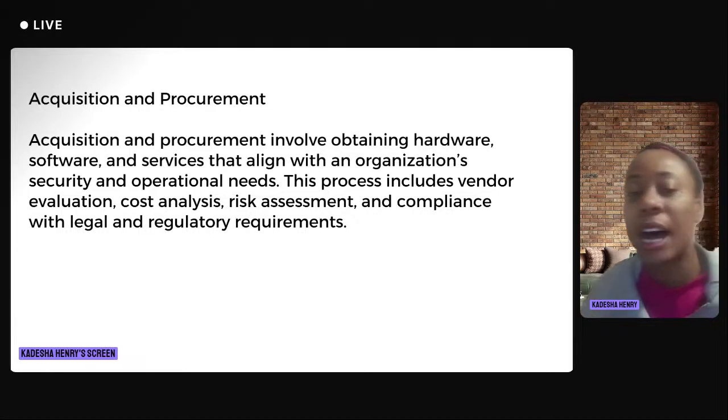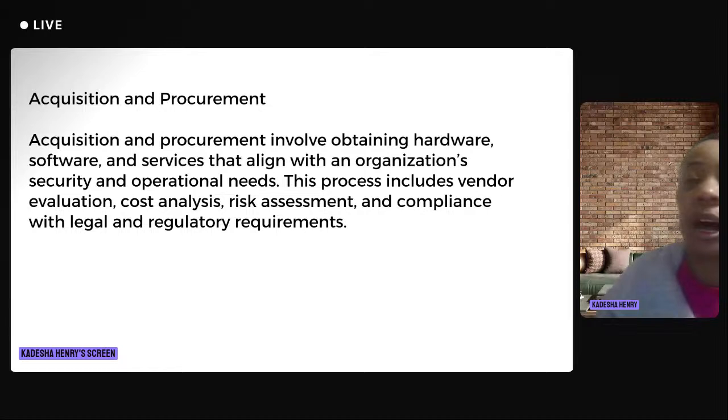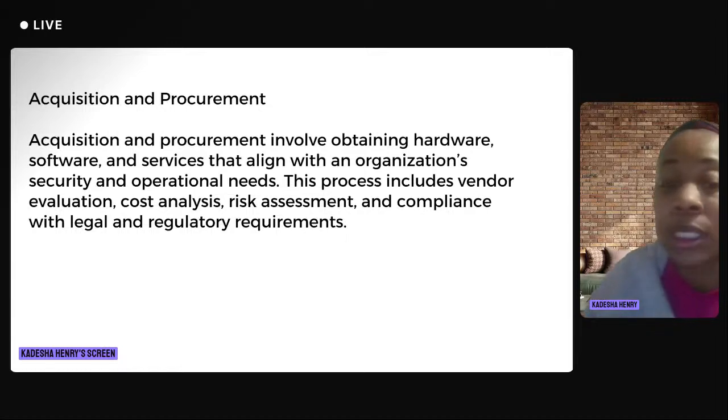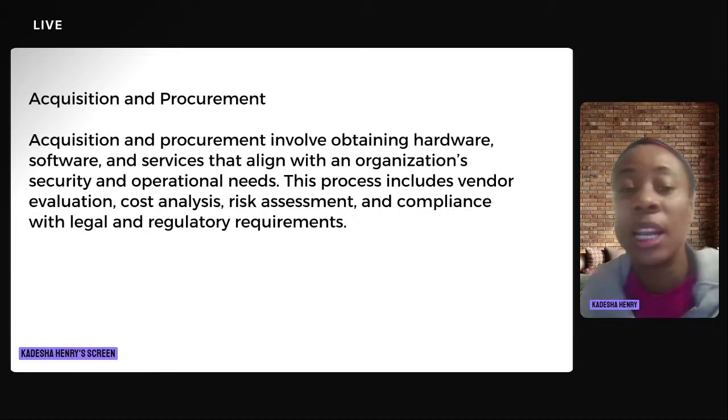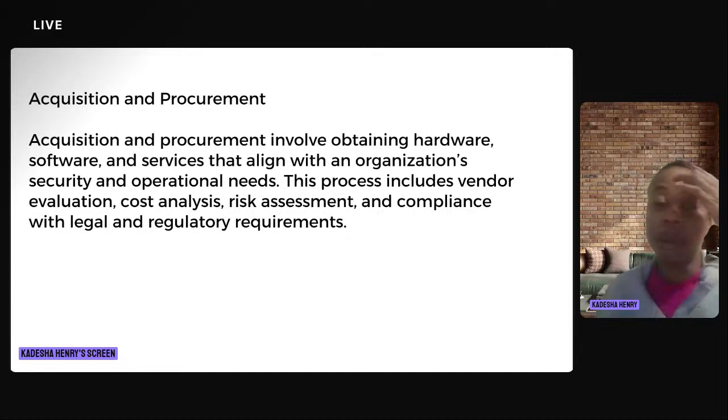We have to do cost analysis. What is the cost to do this? What is the cost if there is an impact on our business? What is the cost should we breach something in our company? What is it going to cost us? Then risk assessment, we have to do a lot of that. And compliance with legal and regulatory requirements.